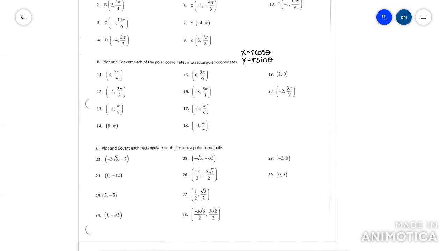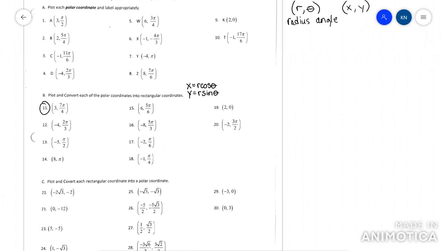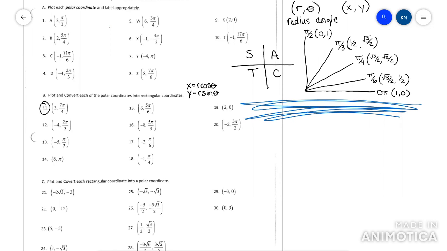All right, look at number 11. And when you do these, you might even want to draw the first quadrant. So let me draw the first quadrant for you real quick. All right, so here you go. I would have this information on my paper. I'd have the first quadrant and all students take calculus.